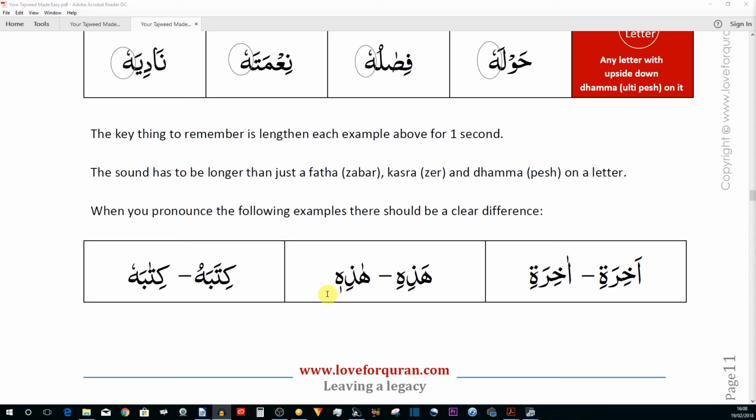Many will have a tendency to make everything long. They will say hadhihi. No, it's hadhihi, hadhihi. And then kitabahu, kitabahu. Okay? So inshallah, this was an example, and it was a bit longer than what we've done before, but these 2 lessons cover the same principle and the same topic, which means lengthen the letter for 1 second or 2 beats. So alhamdulillah, this is the end of today's lesson, which was lesson 4.